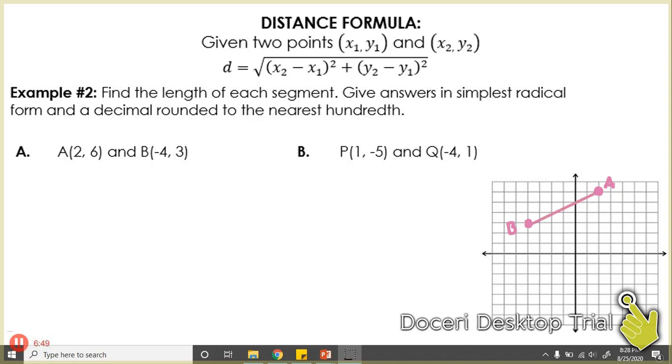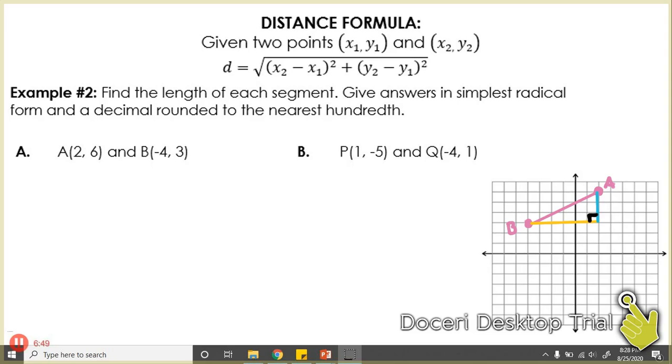So I am trying to find the length of that line segment, and I can't find it very well because it's not horizontal or vertical, it is slanted. But what we can do is create a right triangle with that slanted line. So I can make a right triangle with segment AB, and I'm going to put a 90-degree angle symbol in the right corner.